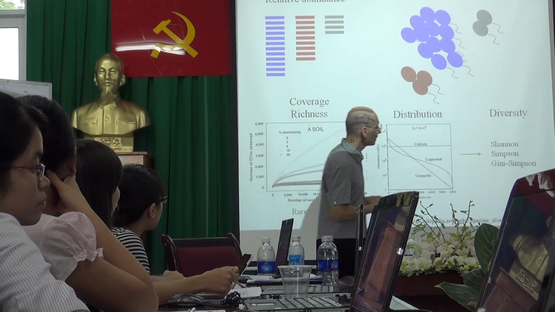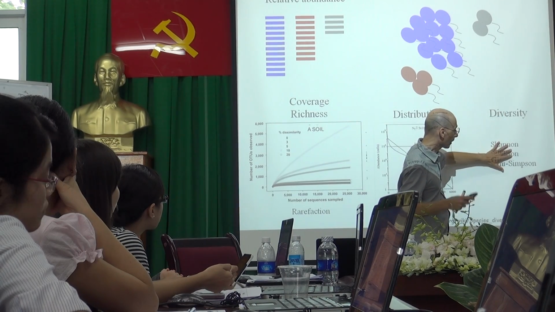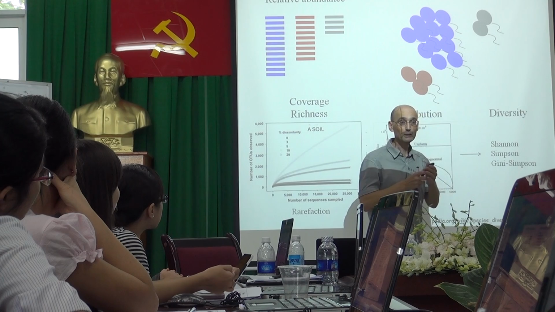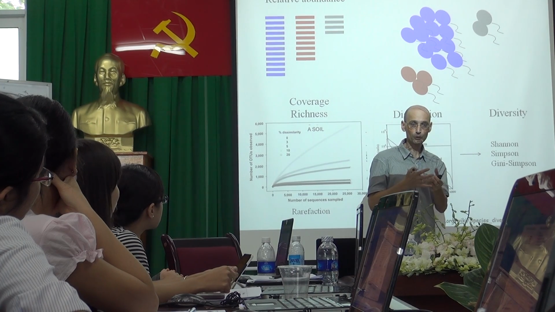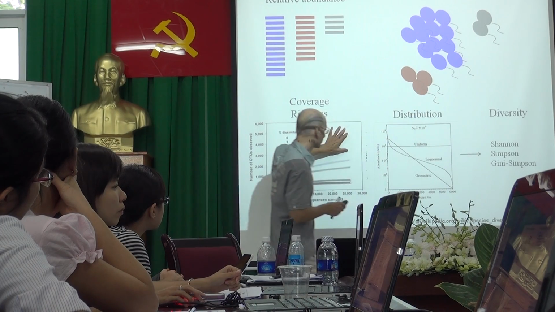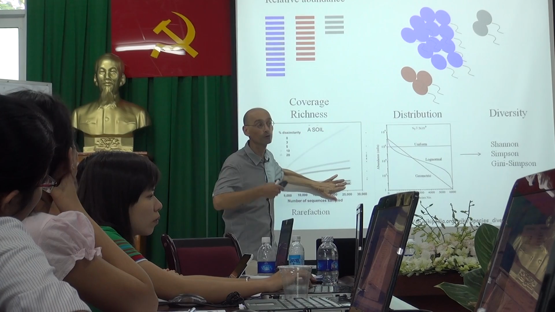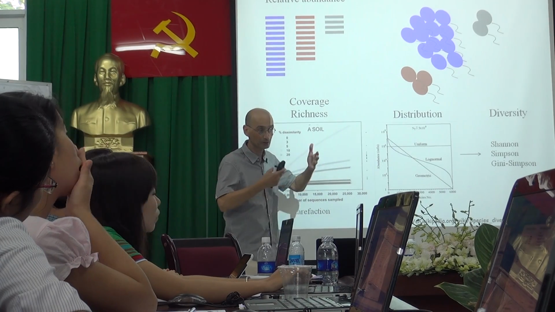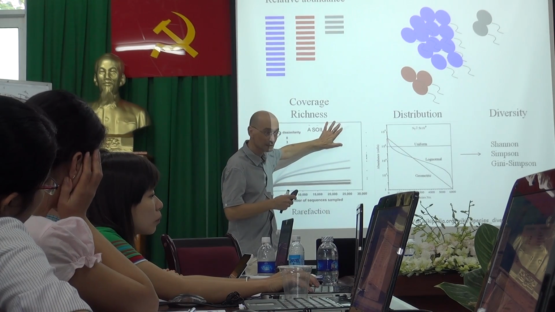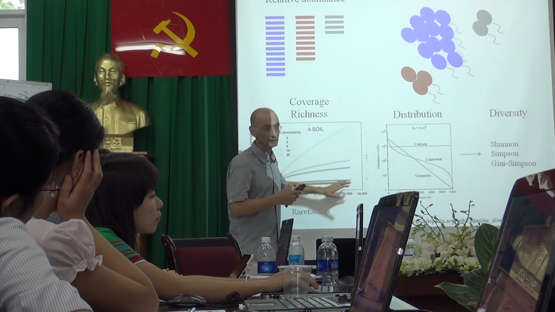And finally, these diversity indices are ways to calculate, to give an index of the diversity, to measure, to say, okay, this soil has a diversity of 5, this soil has a diversity of 2. 5 is higher than 2, then I know that this environment is richer than this environment.